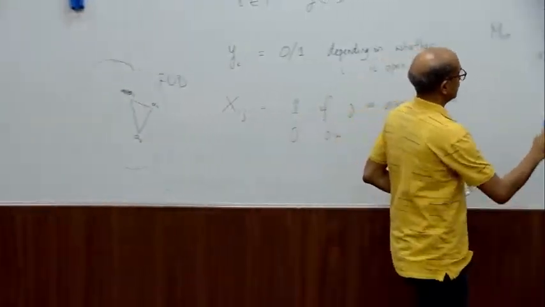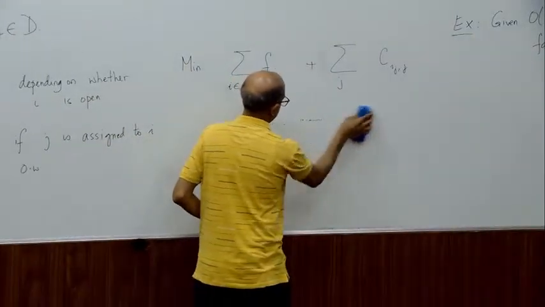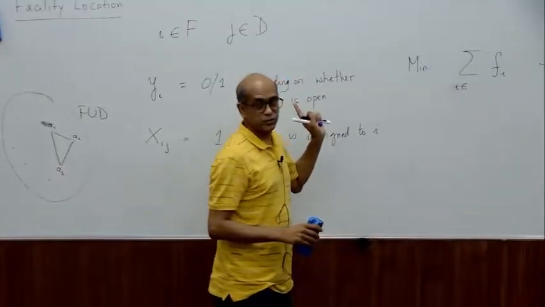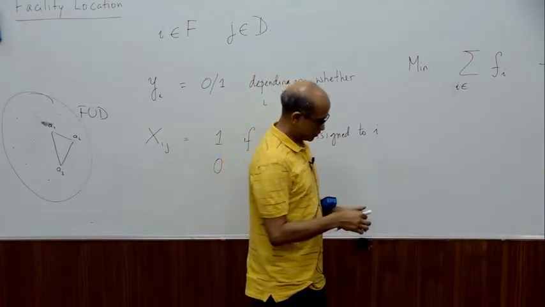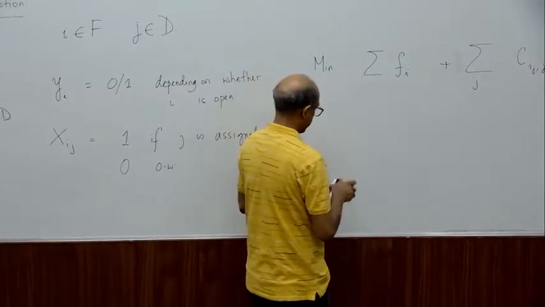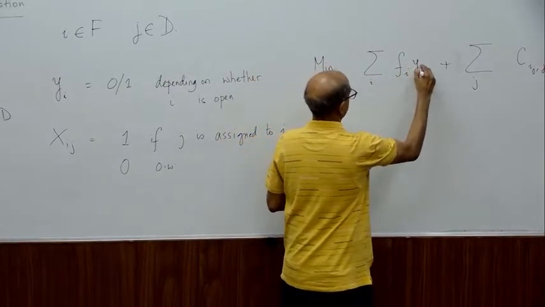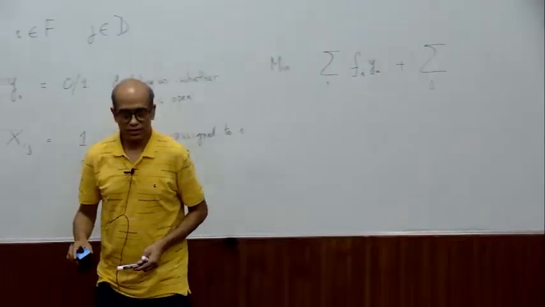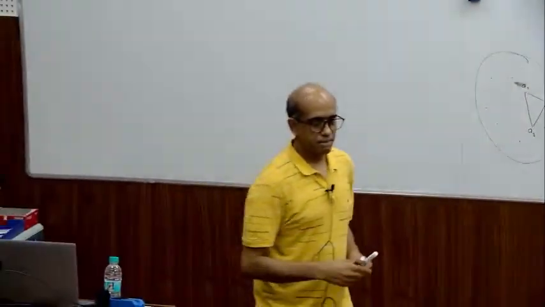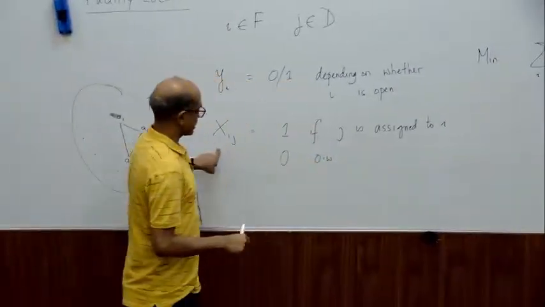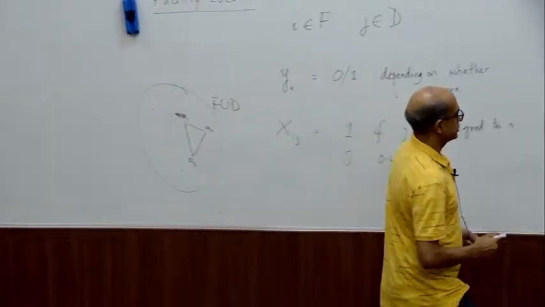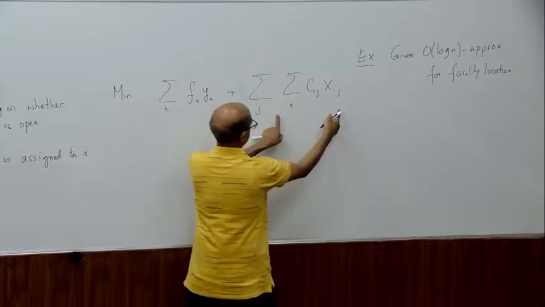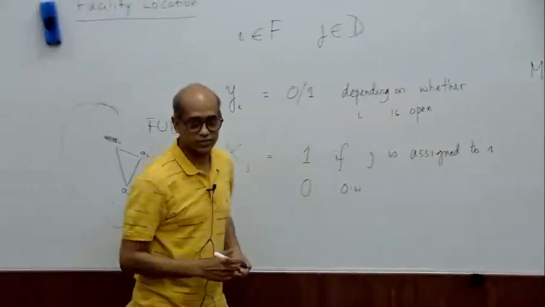How do you think I should do that? Well, if i is open, then yi is going to be 1, otherwise it's going to be 0. So you don't have to put any O here. I can write it as the sum over all i of fi yi. Make sense? Now Cij: if xij is 1, you pay Cij, otherwise you pay 0. So again, the sum over all i of Cij xij. This is the connection cost of j, because I am only going to go to one facility.